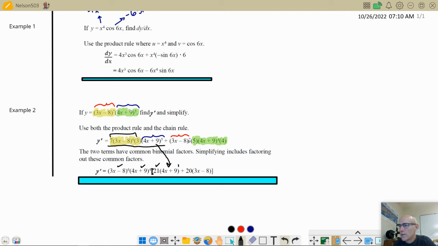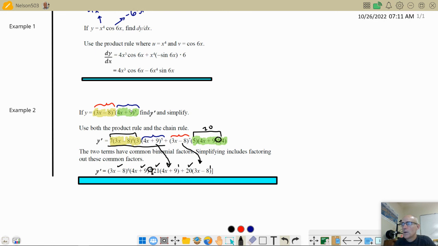Now, what's left over here? Well, there were 7 of these 3x minus 8 factors. I've just taken 6 of them out, right? So 6 of them are over there, but there's still one of them right there. There's one left of those guys. And there's a 5 and a 4, which makes 20. So there's the 20 right there, right? And then there's no 4x plus 9s left in this term because all four of them moved out front right here.